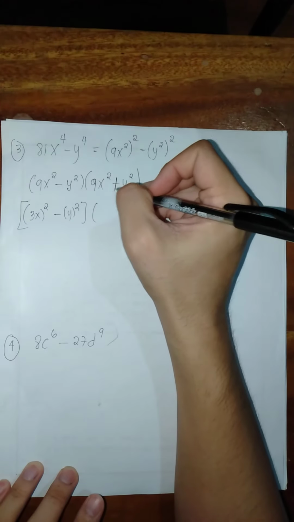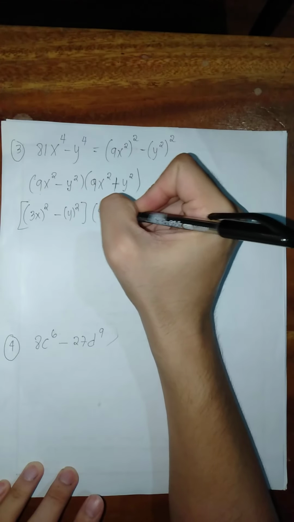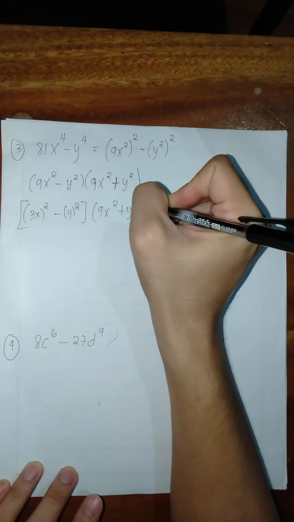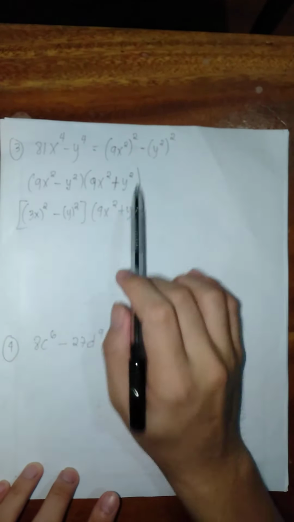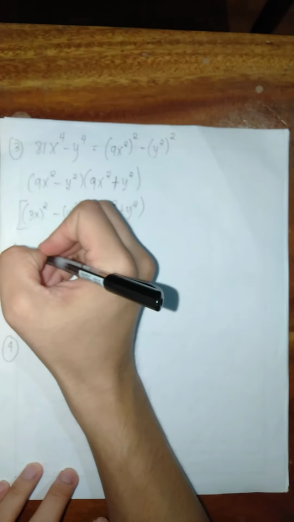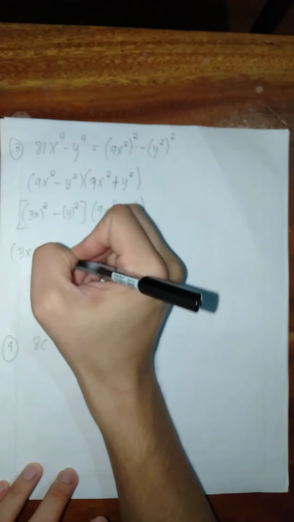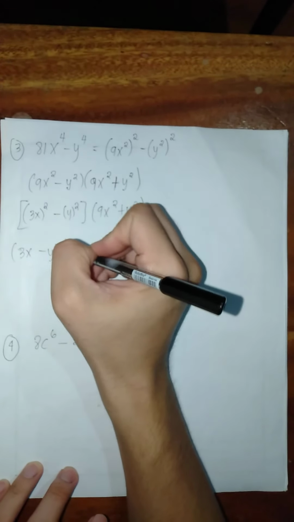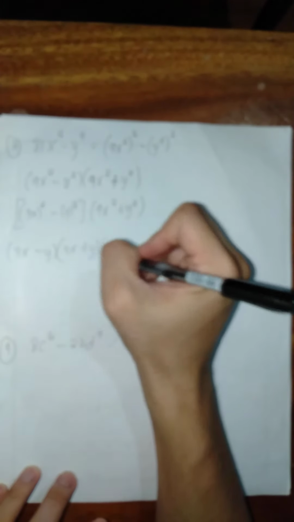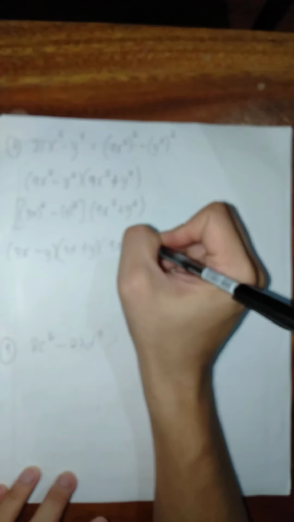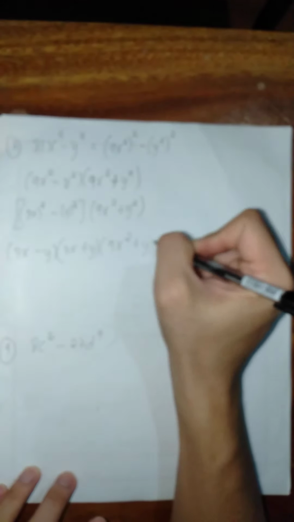Since plus na yan, wala ka nang ano. Fix na yan na expression. Then, this one is also difference of two squares, di ba? So, making 3x minus y, kopyahin mo lang. Then, 3x plus y naman. Di ba? Isa formula natin. Then, 9x squared plus y squared.